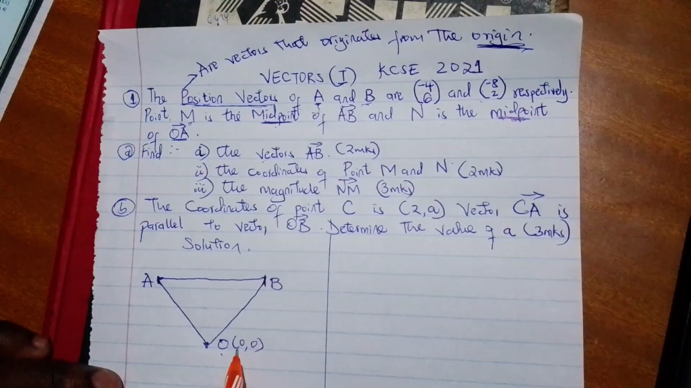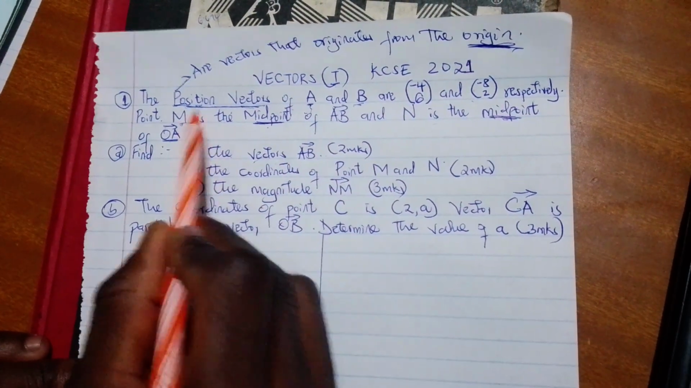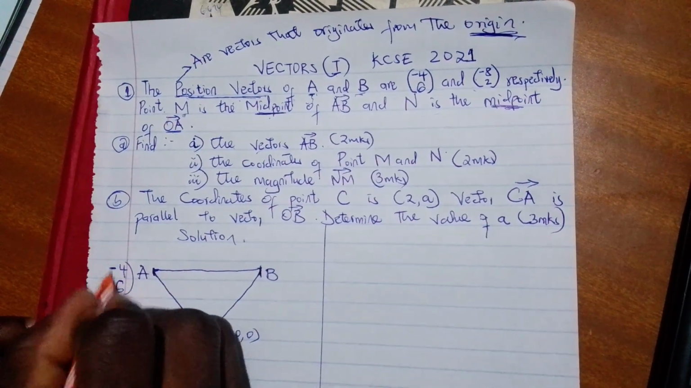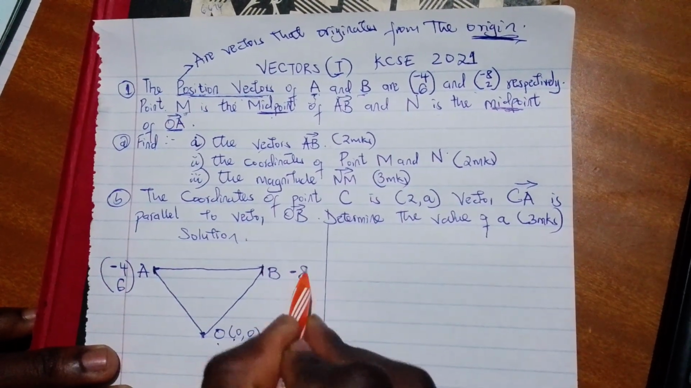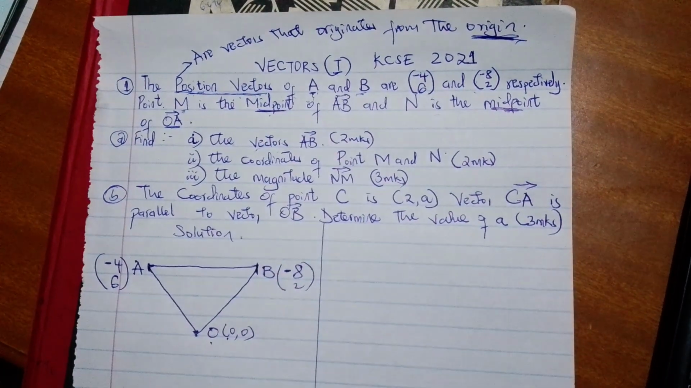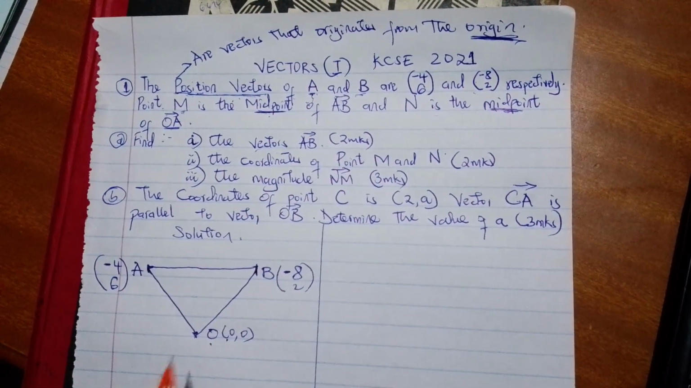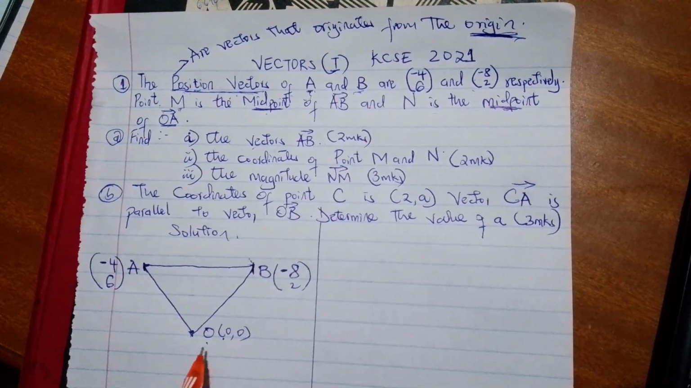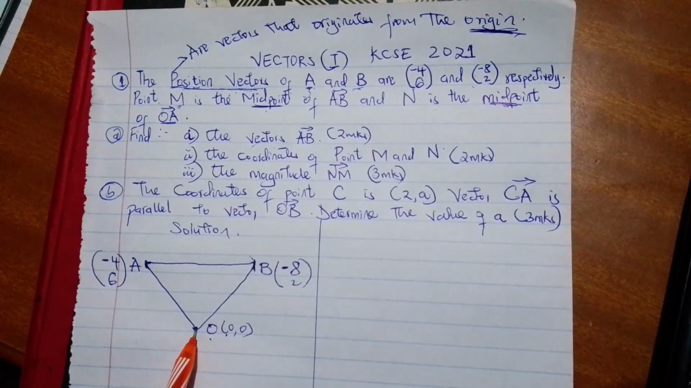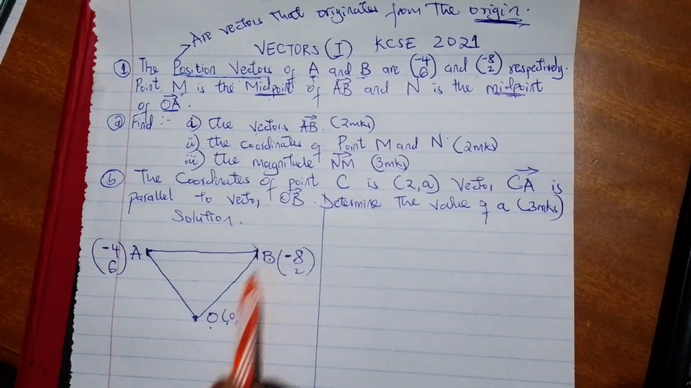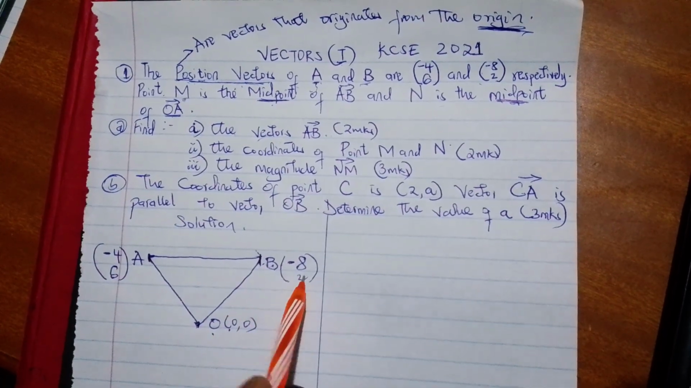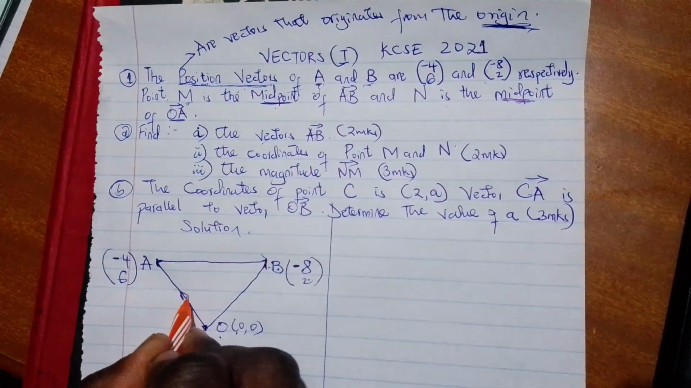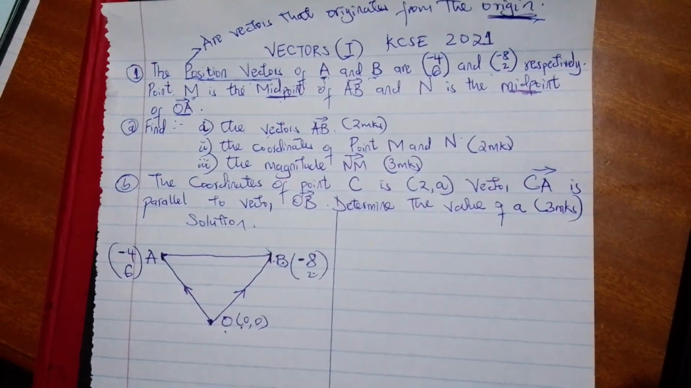So O is the origin, that is 0, 0. And then we have the position vector of A, -4, 6. Write it in vector form, -4, 6. And B, -8, 2. This will make your work easier. So just find a small space and draw this triangle, and at one sharp corner should be the origin, O. Then the position vector of B originates from the origin. -4, 6 originates from the origin, like this. This one also originates from the origin.